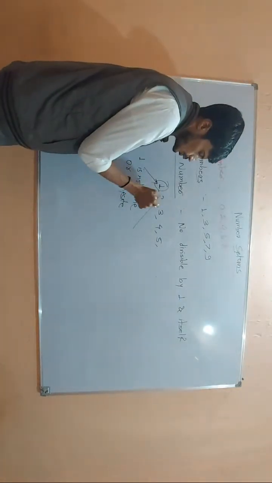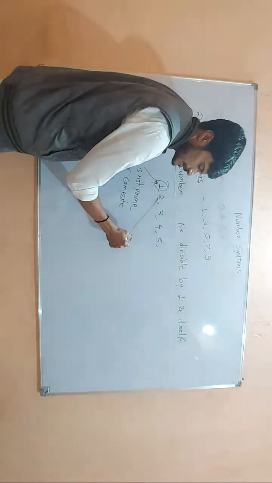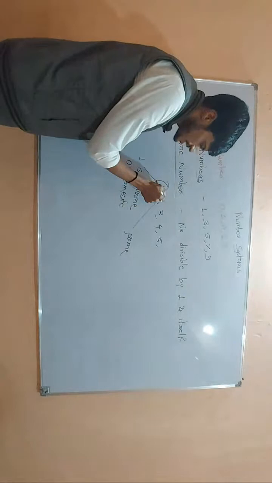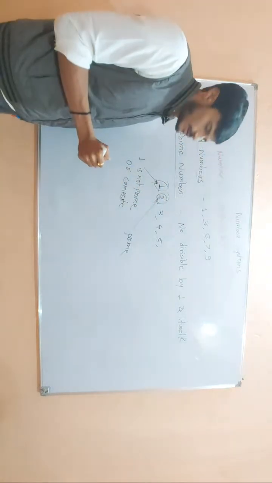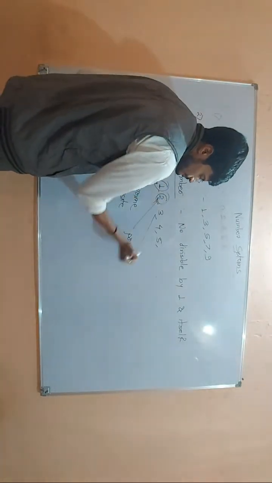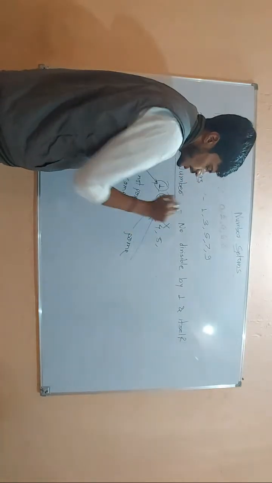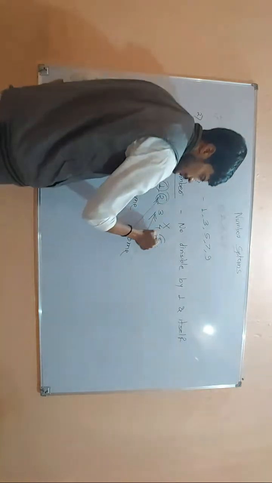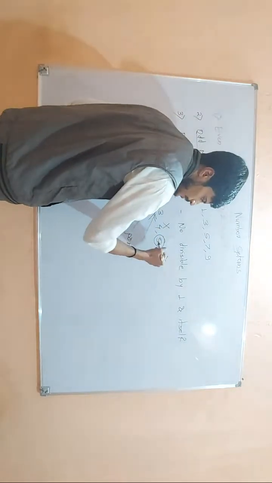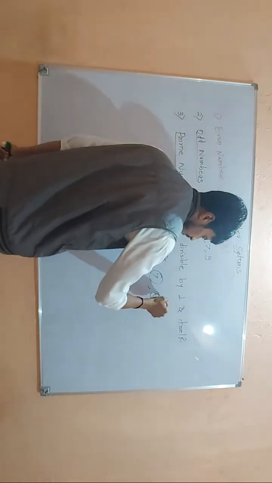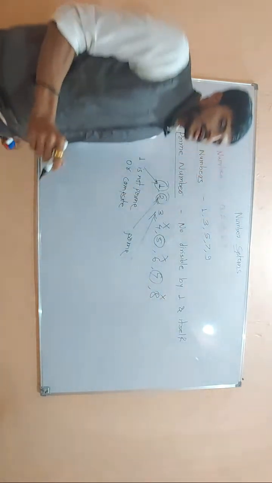Then talking about 2, 2 is a prime number. 2 is the only prime number which is also an even number. Fine. Then next one, 3 is also a prime number. 4 is not a prime number. Again, 5 is a prime number. 6 is not. 7 is prime. 8 is not prime. Okay, and likewise you have to find out the prime numbers.